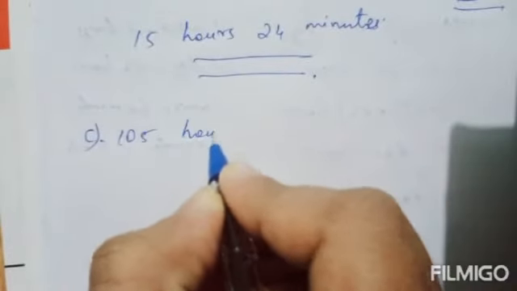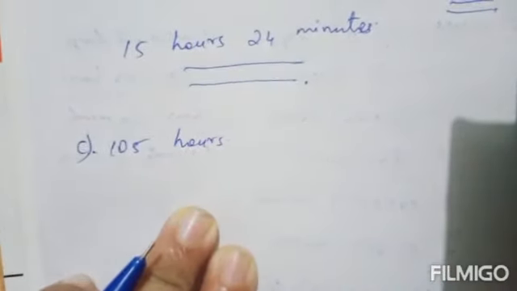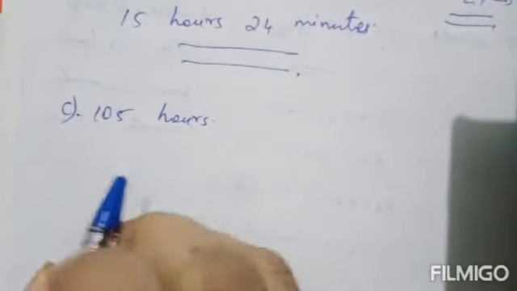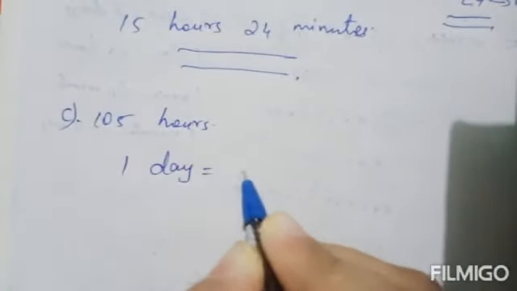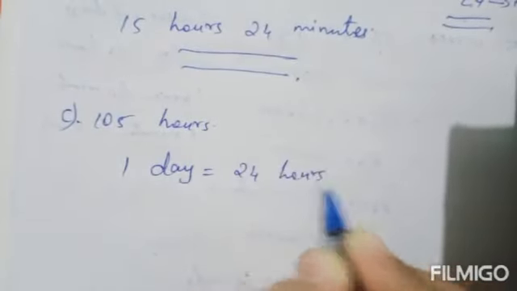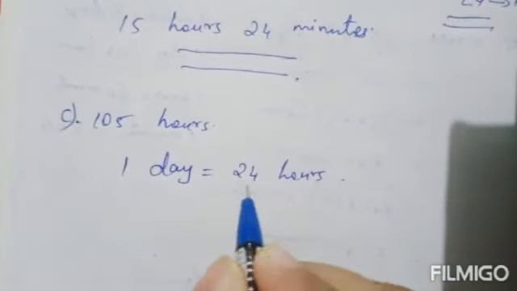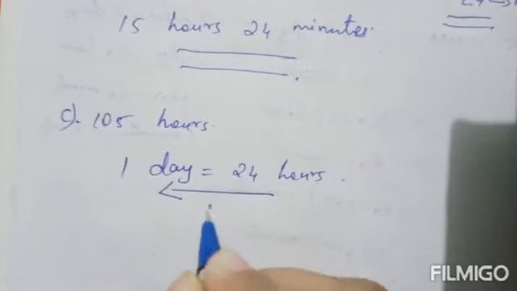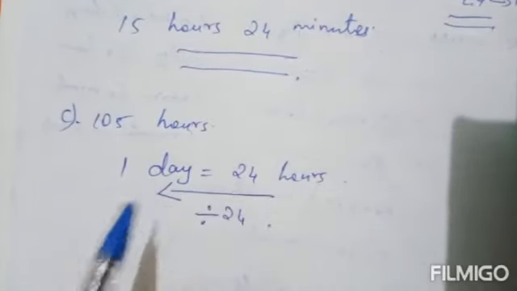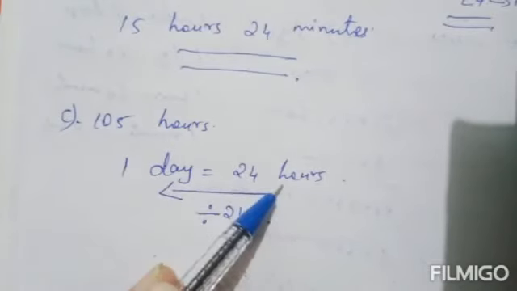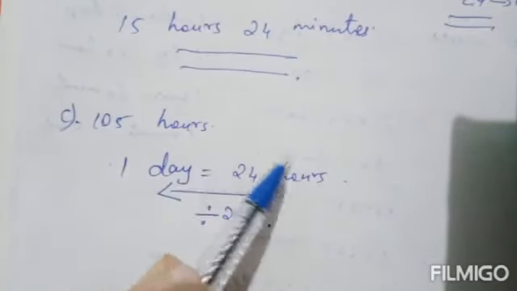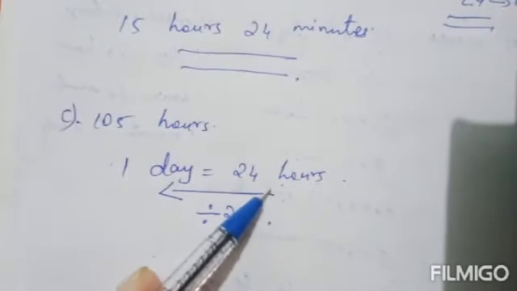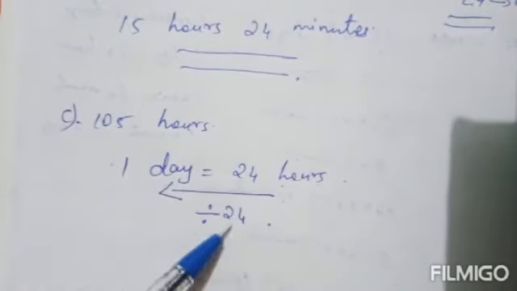Okay, now in that C, 105 hours you have to convert into days and hours. Okay, so you can take the relation between hours and days. So 1 day equal to 24 hours. So in order to convert hours to days, what to do? Just divide by 24. In order to convert days to hours, multiplication by 24. In order to convert hours to days, you just divide by 24.